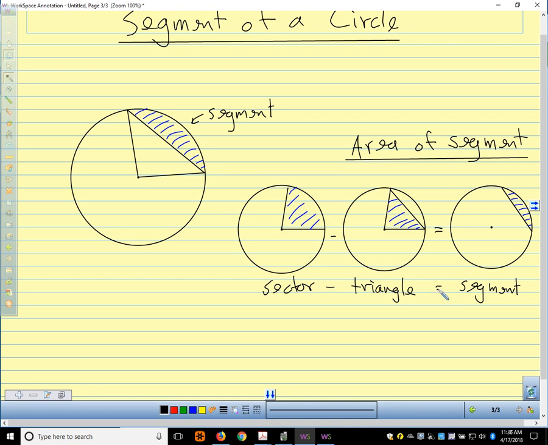So when we find the area of a segment, we're going to have enough information to find the area of a triangle. So we need to be able to figure out the base and the height. Well, the base is always a radius. We need to be able to figure out the height somehow.